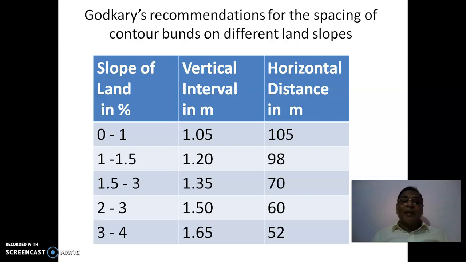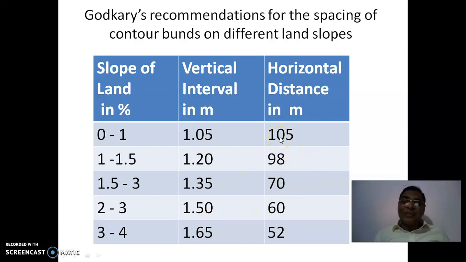Then Gadkari's recommendations for spacing of contour bunds on different land slopes. For example, the land slope varies from less than 1 percent to 3 to 4 percent. You can see that as the percentage of slope increases, the vertical interval in meters, that means the bench to bench difference, is also increasing. Here, for less than 1% or up to 1%, it is a little over 1 meter, whereas it gradually increases, and the height difference of the benches is 1.65 meters.